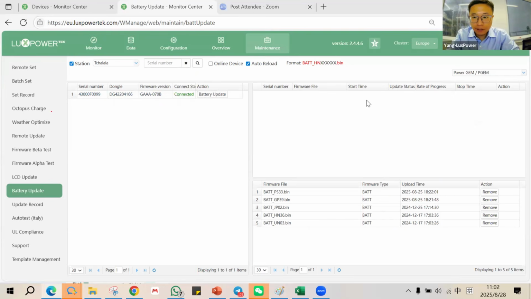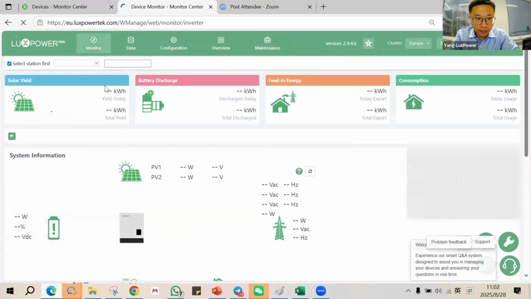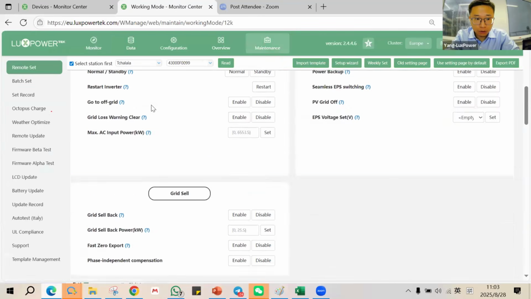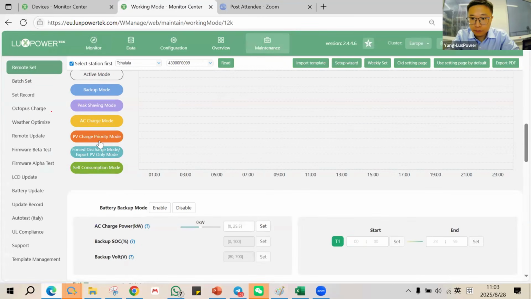And after that, first of all, you can see here in the battery information there will be versions. Now this one is version 30. After you update, you will see these versions change to a new one. And please do me a favor: now try using the AC charge.